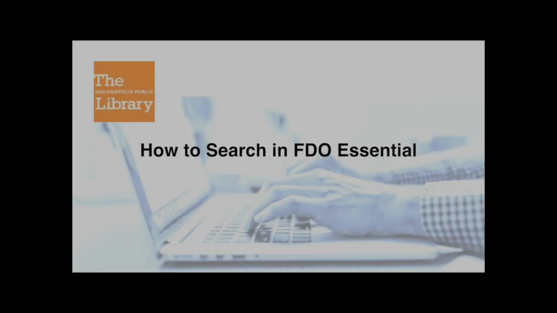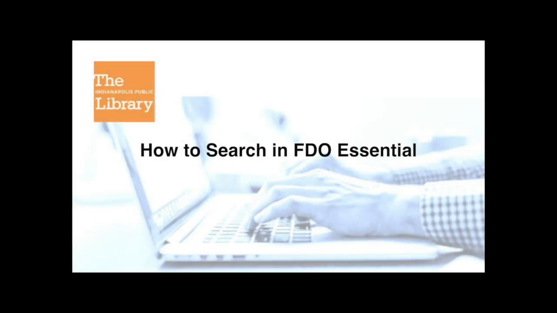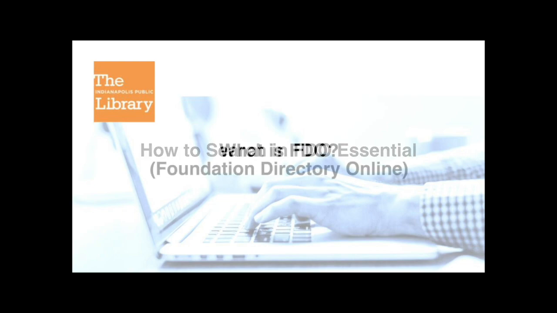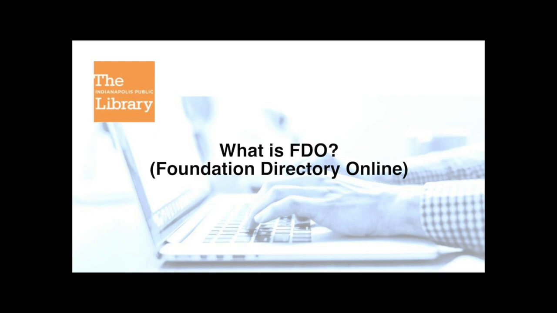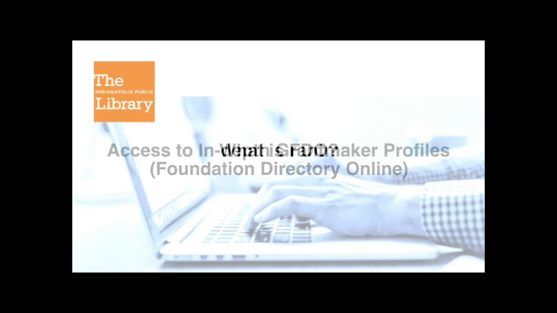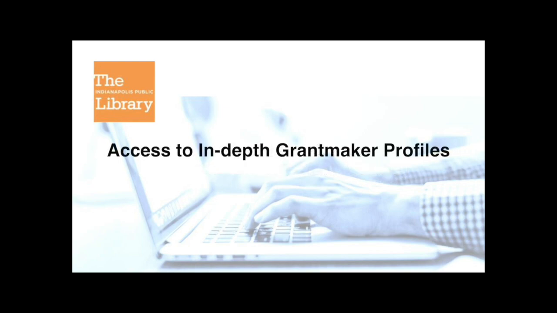Welcome to the Indianapolis Public Library. Today, I will be showing you how to search Foundation Directory Online, or FDO for short. FDO allows nonprofit organizations a quick and easy way to search for grants. There are different types of grant makers that you can search, for example, private foundations, corporate giving programs, or public charities. FDO provides access to in-depth profiles for these grant makers.